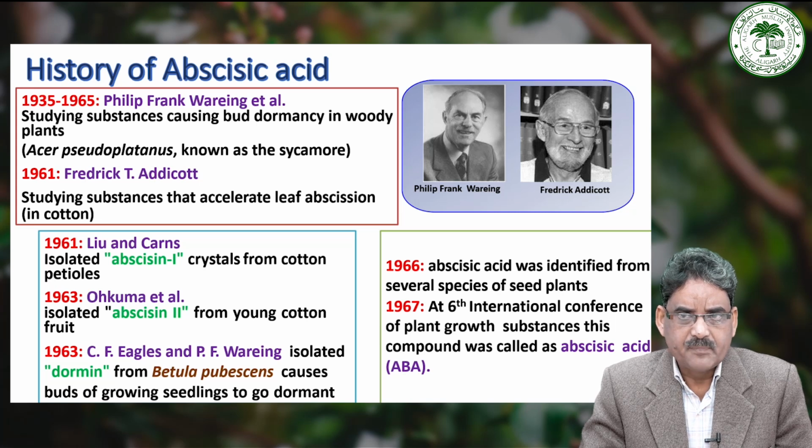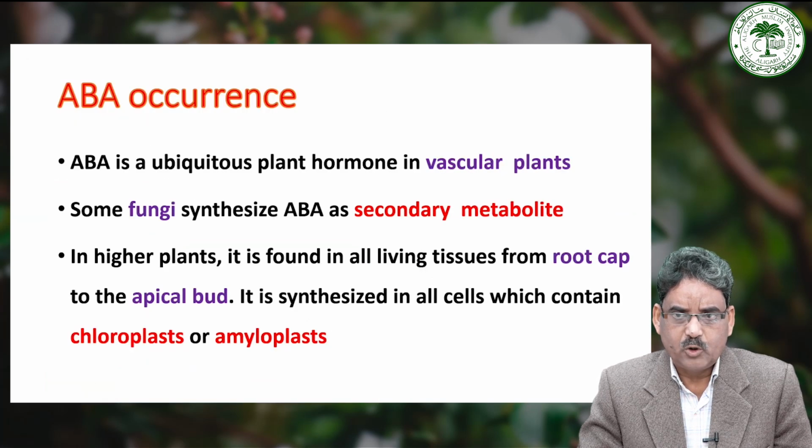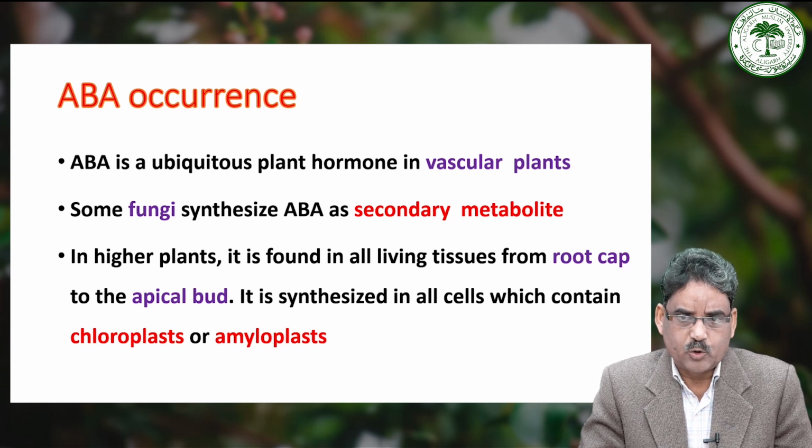Now, coming to ABA occurrence, it is a widespread plant hormone found throughout the vascular plants, and interestingly, certain fungi also produce ABA as a secondary metabolite. In higher plants, ABA is omnipresent, existing in all living tissues from the root cap to the apical bud. Notably, it is synthesized in cells containing chloroplasts or amyloplasts, showcasing its involvement in crucial processes such as photosynthesis and starch storage. This pervasive distribution underscores the fundamental role of ABA in regulating diverse physiological responses across the entire plant organism.